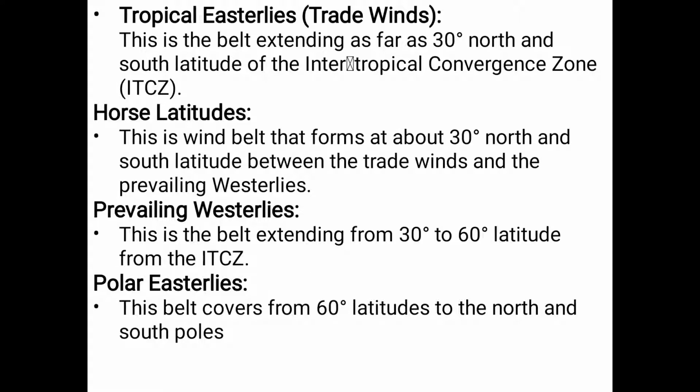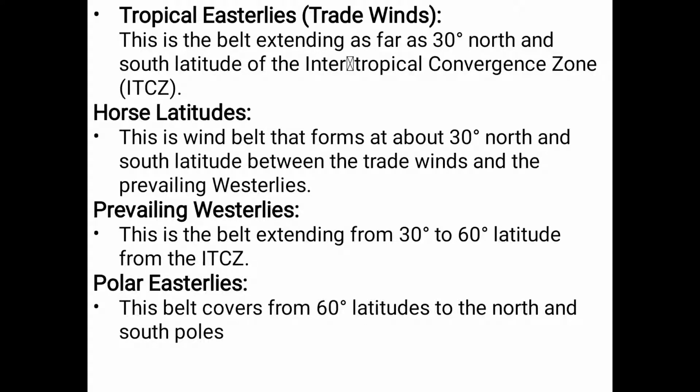After that we will discuss the prevailing westerlies. The prevailing westerlies are the belt extending from 30 degrees to 60 degrees latitude from the intertropical convergence zone. Then the next one is the polar easterlies.